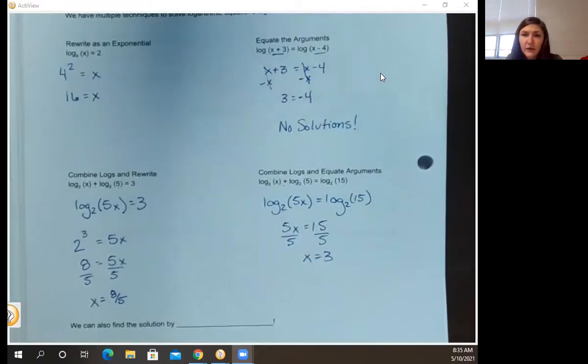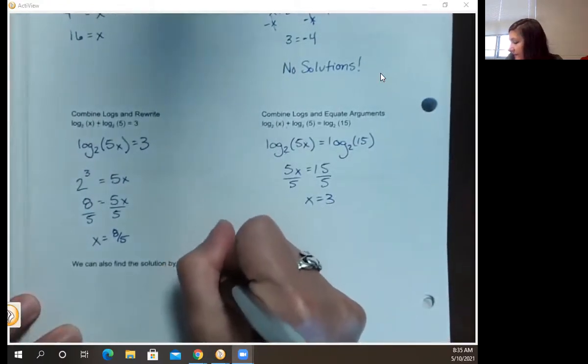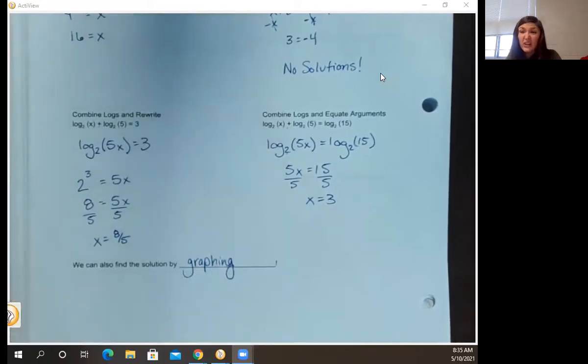And then just like with our exponential functions and every other function that we've talked about this year, we can also find our solutions by graphing. You can also check your work by graphing. So let's look at a few more examples.